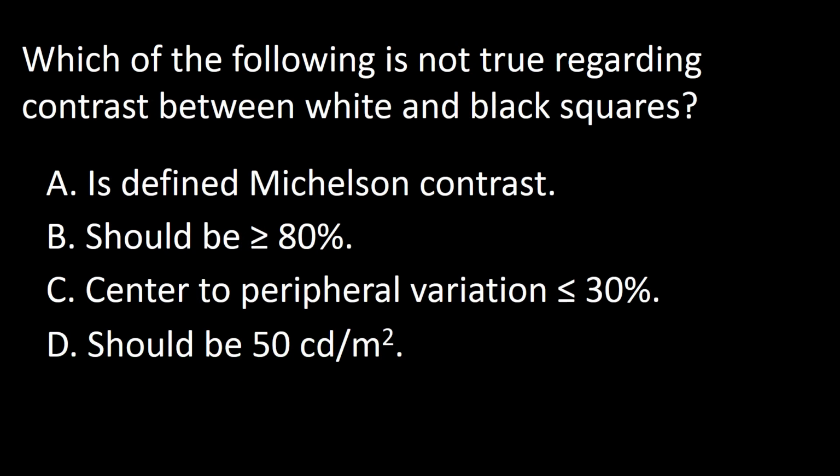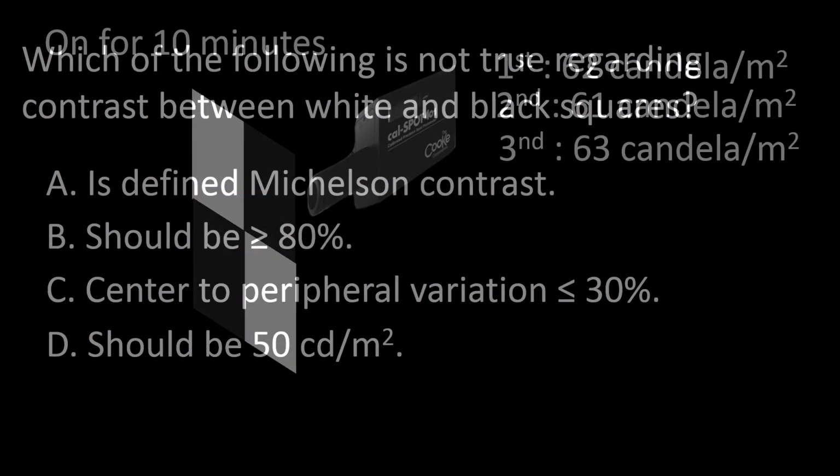Next question. Which of the following is not true regarding contrast between white and black squares? A. Is defined by the Michelson contrast. B. Should be more than 80%. C. Center to periphery variation should be less than or equal to 30%. D. Should be 50 candelas per meter square.